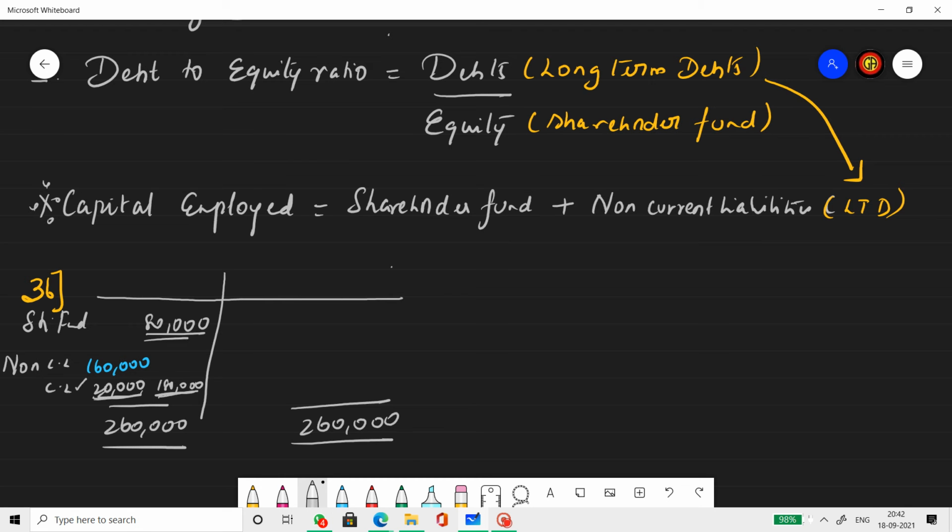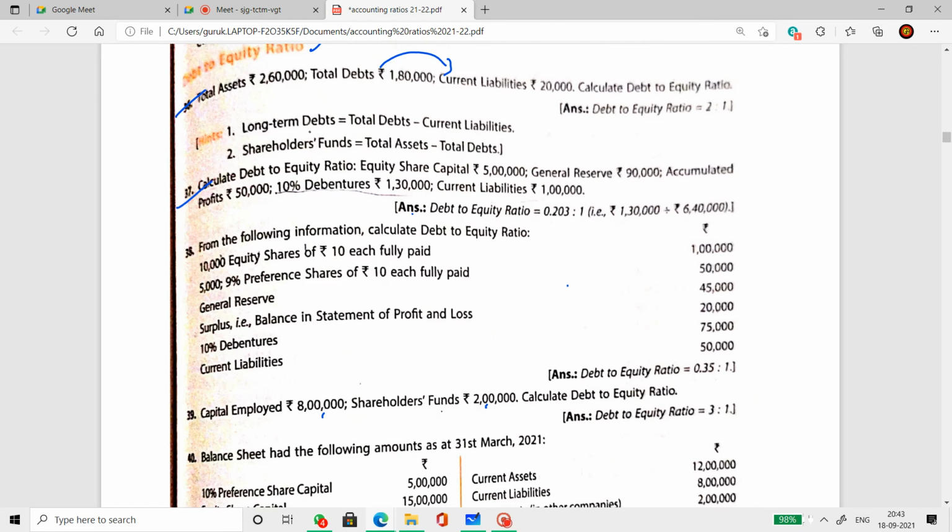So once you find shareholders fund and non-current liabilities, we can apply it in the formula. Debt by equity is debt to equity. Debt is long-term debts, which is 1,60,000, divided by shareholders fund, which is 80,000. So the answer is 2:1 for the 36th question. Question number 37. Again here, find debt to equity.